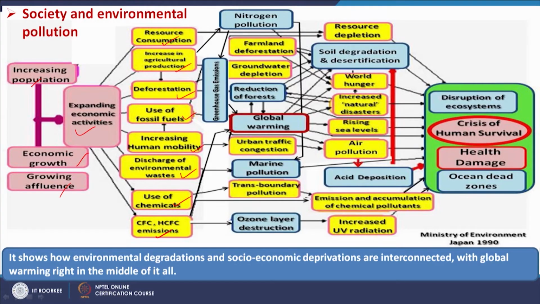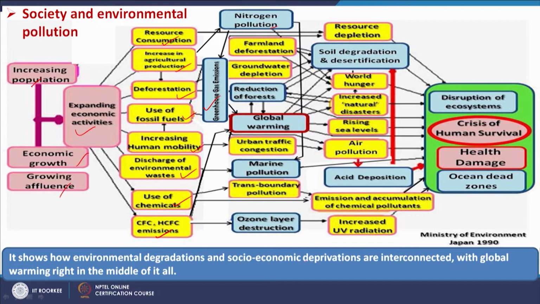consequences of the expanding economic activities, and because of these activities we are getting some secondary and tertiary impacts which are interrelated in many cases to each other. For example, greenhouse gas emission we are getting. So, that is nitrogen pollution we are getting.